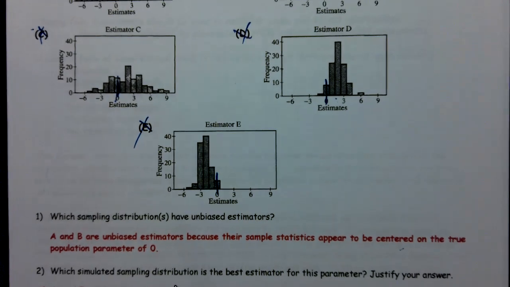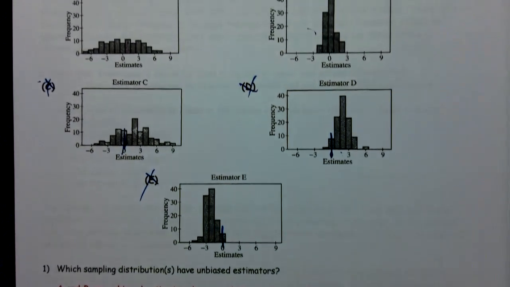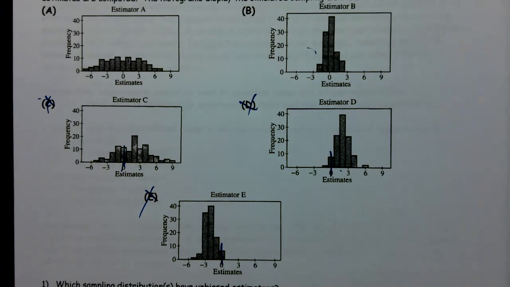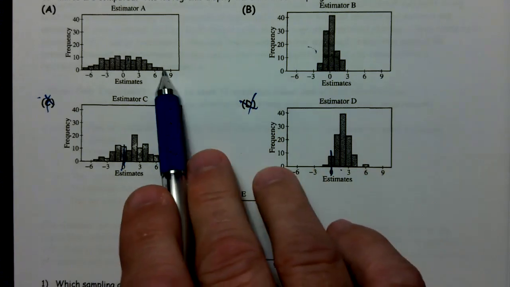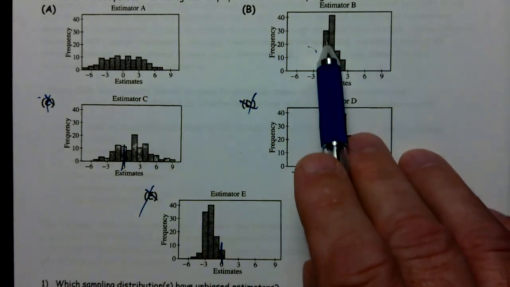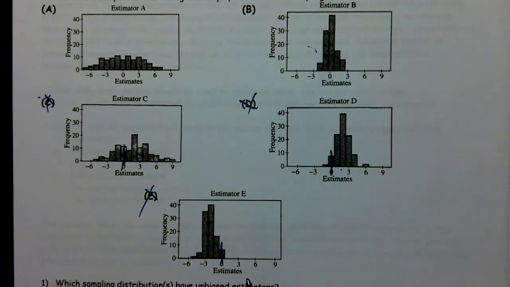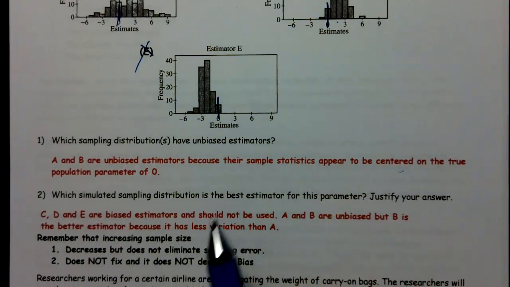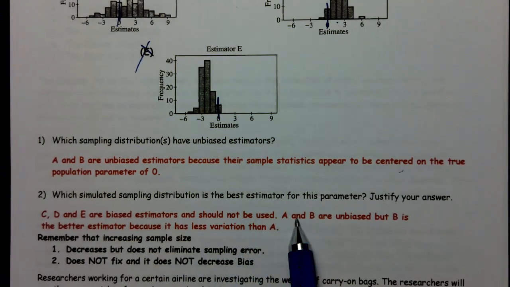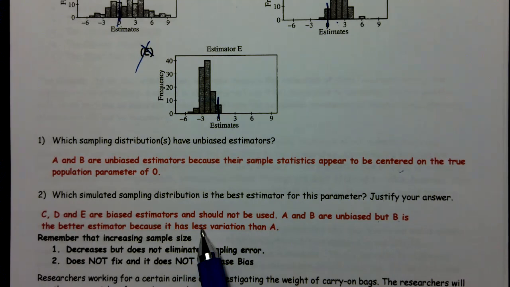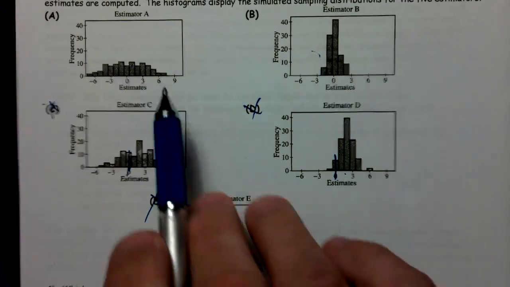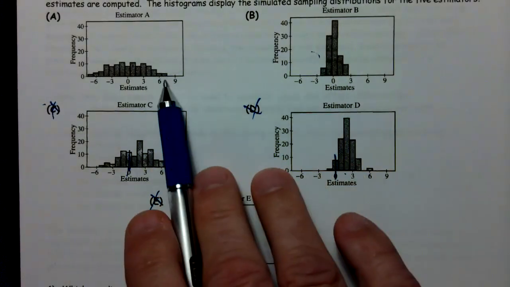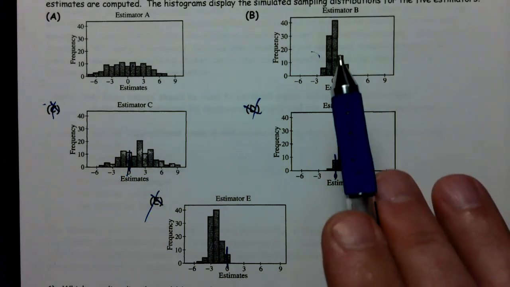Which sampling distribution is the best estimator for this parameter? Well, to be the best estimator, they need to be unbiased. So A and B are both unbiased. So one of them, but the one that has the least amount of variation is B. So B would be my preference. C, D, and E are biased and should not be used. A and B are unbiased, but B is the better estimator because it has less variation than A. All right. So typically speaking, both of these are unbiased, but this has less variation, so it's better.